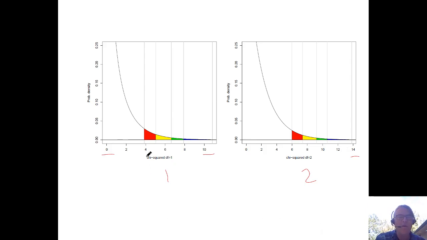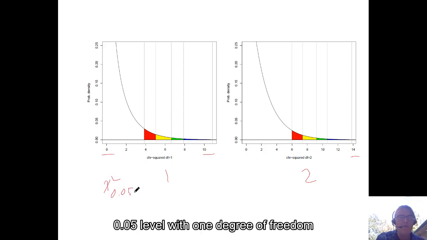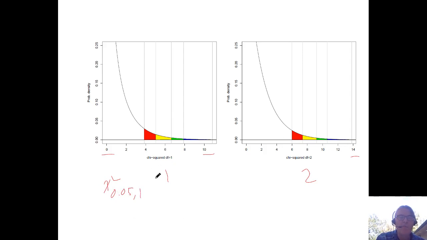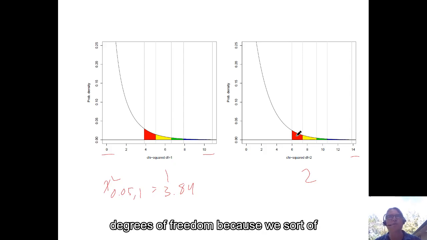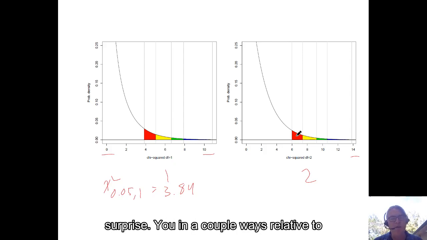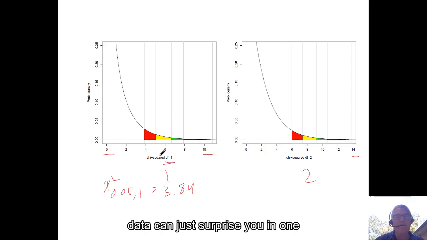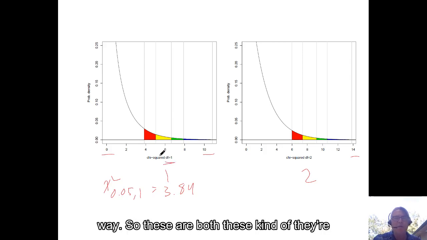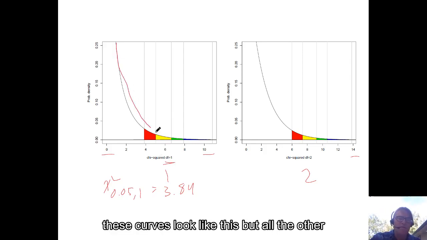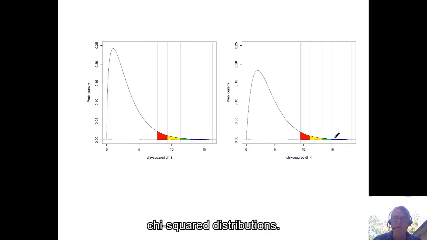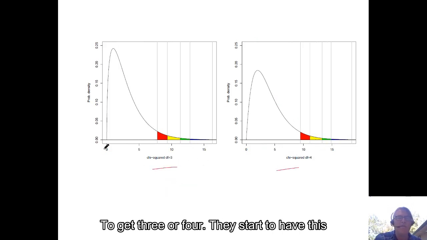So the critical value at the 0.05 level with 1 degree of freedom is 3.84. But if you have 2 degrees of freedom, it's up here at 6, right? It has to be a larger threshold to reject at 2 degrees of freedom, because we expect more noise if the data can surprise you in a couple of ways relative to if the data can just surprise you in one way. These are both often called L-shaped curves, kind of a backwards L. But all the other chi-square distributions, once you get to 3 or 4, start to have this hump here.